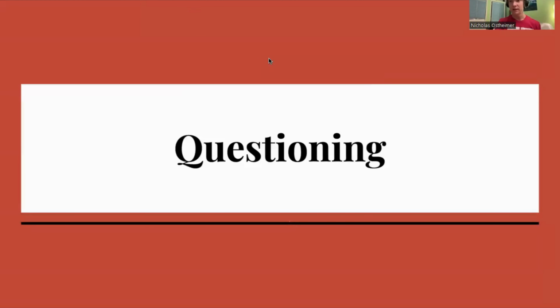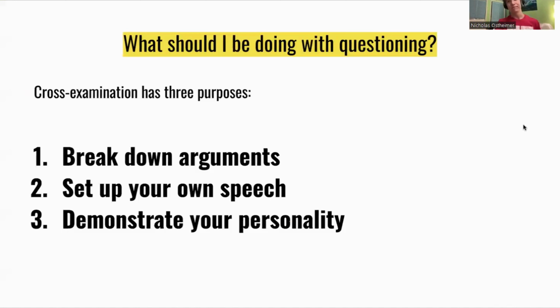Finally, let's talk a little bit about questioning. What should you be doing with questioning? Questioning has 3 purposes, and this is when it comes to direct cross-examination, 30-second blocks of back and forth. First of all, you want to break down arguments in the other person's speech. That's clear enough, but remember, that doesn't mean building up your own arguments or building up their arguments. Don't use that time to give a 30-second speech of your own. Don't use that time to help your own side. You want to use that time being critical and breaking down arguments in a deliberate way.